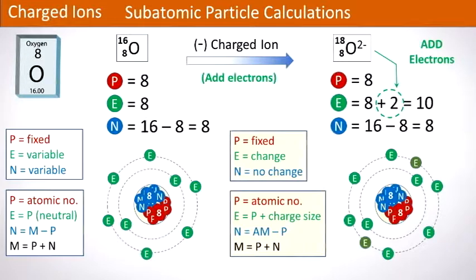To summarize, the number of protons remain fixed. The number of neutrons do not change. However, there was an increase by 2 in the number of electrons.